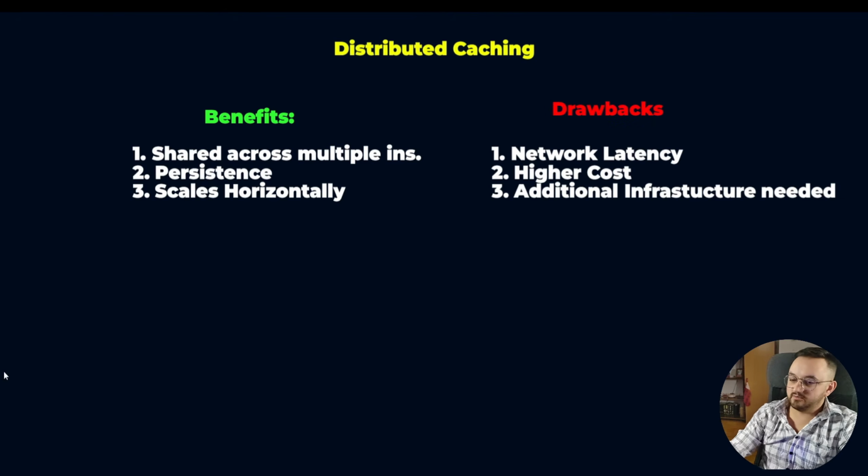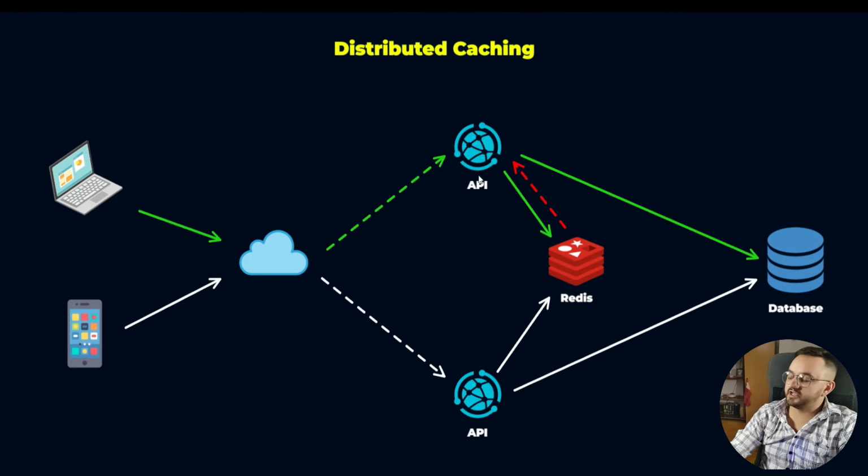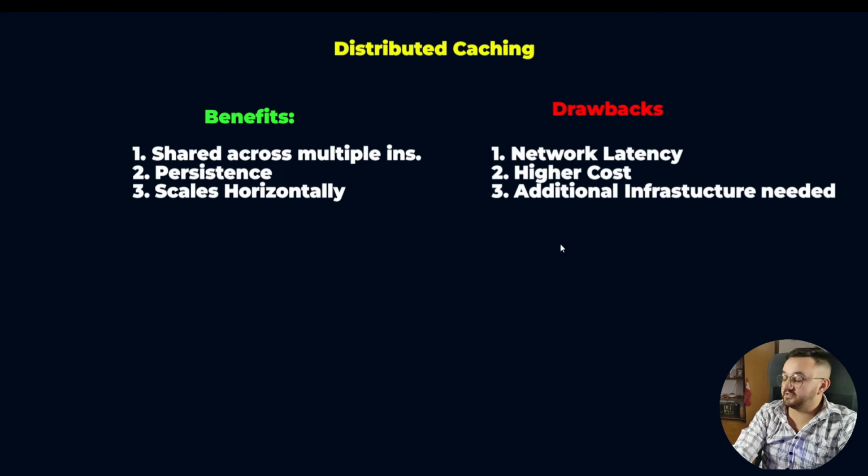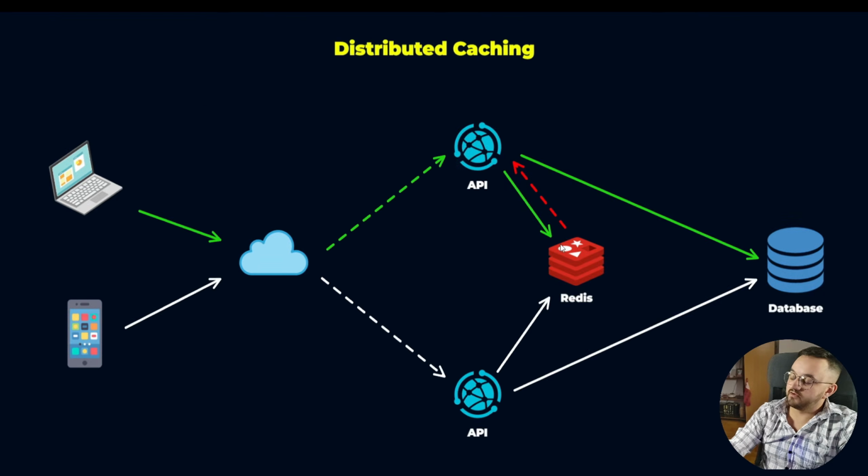And another important thing is that it scales horizontally really well. So Redis works really well with API gateways. What are the drawbacks? The first one is network latency. Why? Because the API and the Redis cache communicate via network, and here there is latency. Another one is higher cost, of course, and the third one is, as I said, you need additional infrastructure. For example, in this case you will need Redis or some other database.